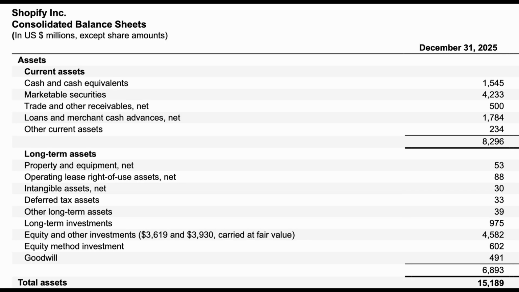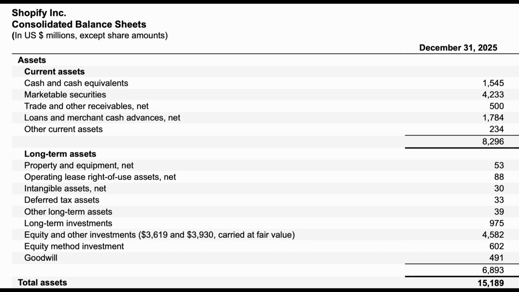Now, let's take a look at the latest balance sheet of Shopify, and let's see if we can apply what we have learned. So here we're looking at the consolidated balance sheet of Shopify. This is per 31st of December 2025. Now, we're currently looking at the asset side. This is directly pulled from their filings.